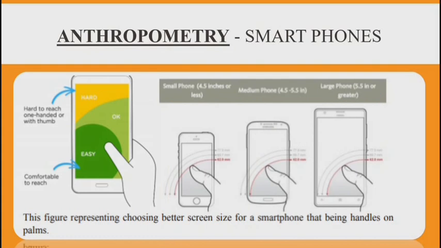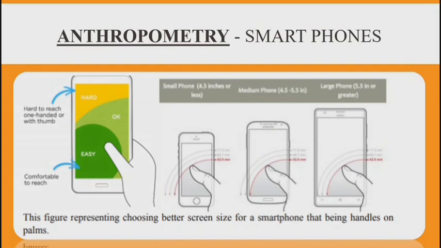As you see, the figure represents choosing different screen sizes. In the first screen it is approximately 4.5 inches, the second one is 4.5 to 5.5, and the third one is a large phone, greater than 5.5 inches. In these three you can see the thumb movement of a person. In the 4.5 it is very easy to reach from the left hand to the right hand, but in the case of the medium phone it is a height of 68 mm, and in the case of the larger phone it is 62 mm.